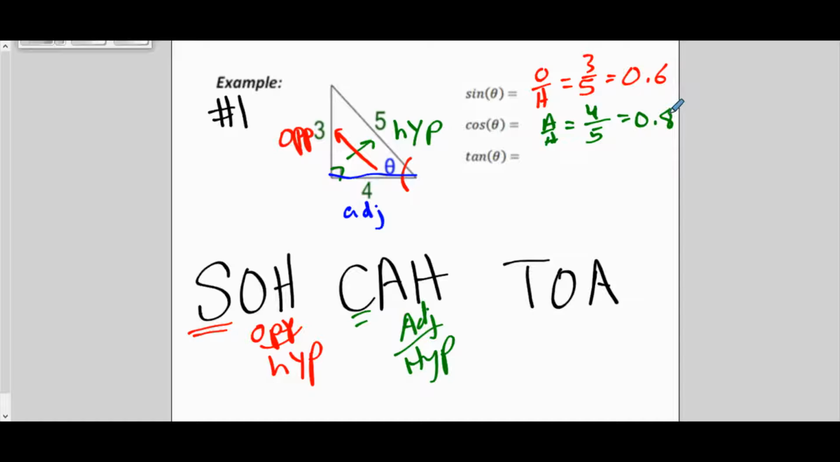And the last one is tangent. So the tangent of theta is opposite over adjacent. So this would be O over A. So opposite is 3, and adjacent is 4. This would be about 0.75. You can leave your answers as fractions.